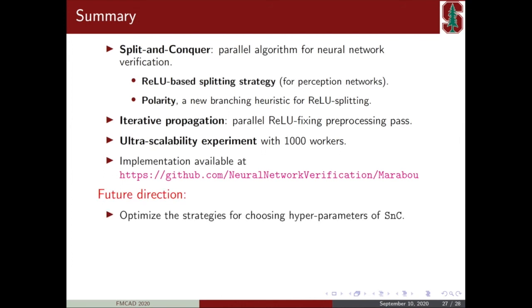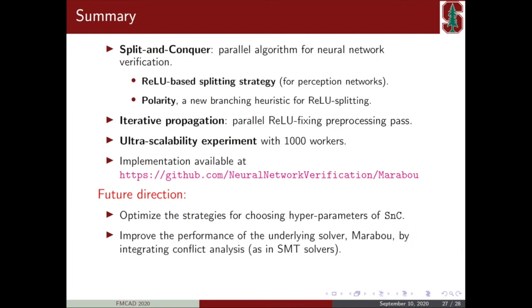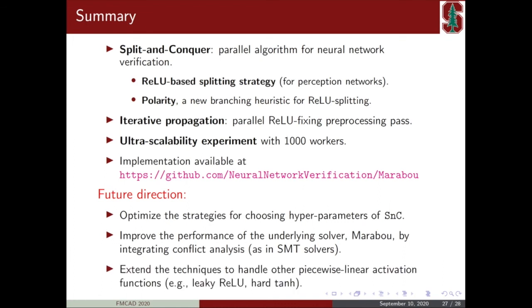The future directions include optimizing the strategies for choosing hyperparameters of split and conquer, including the number of splits to create and the timeout to use for each subquery. And we also want to improve the performance of the underlying solver Marabou by integrating conflict analysis. Finally, we want to extend the techniques to handle other piecewise linear activation functions, such as leaky ReLU and hard tanh, where the notion of polarity can be easily extended to.